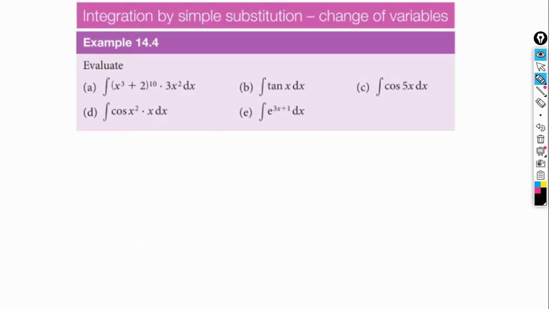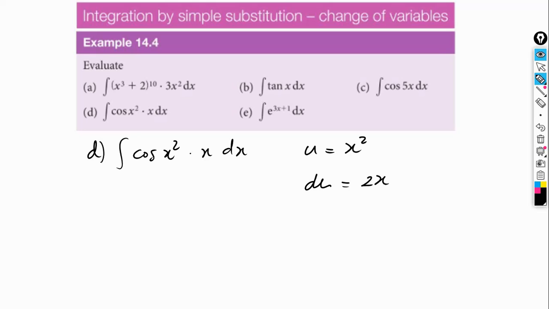Okay, so for D, they ask us to evaluate the integral of cosine of x squared times x dx. So like in the previous case, we don't want to make u equal to cosine. In this case, we want to make u equal to x squared. Then the derivative of u would equal 2x dx, which is the same as saying 1/2 du is equal to x dx, and then we're ready to make the substitution.